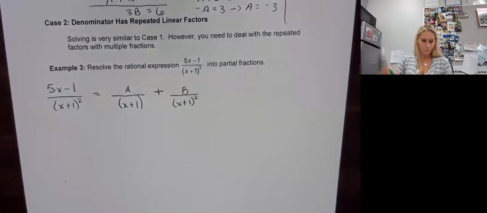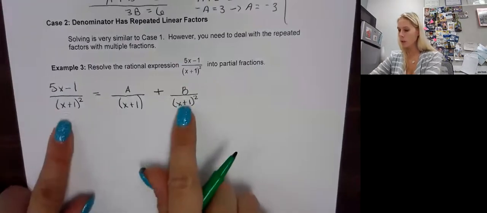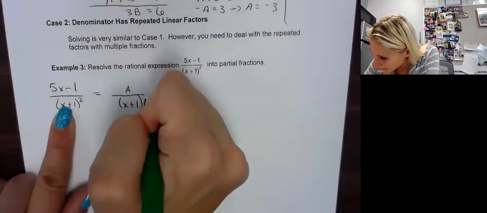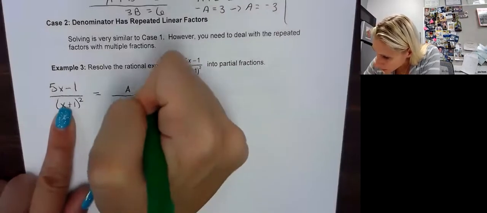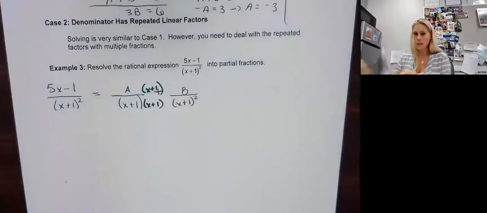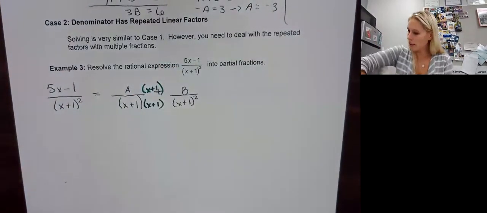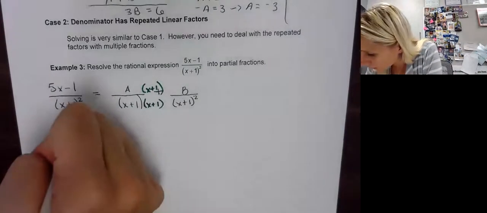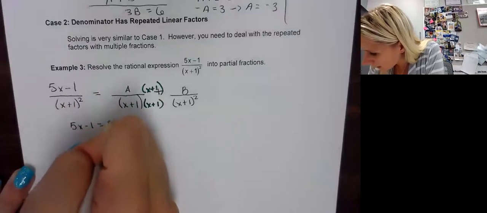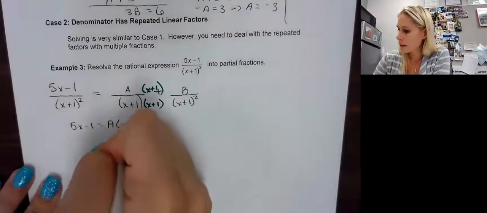All right. Now, let's talk about our common denominator. Well, lucky for us, those are both common there. So we're just missing an x plus 1. And whatever we did on the bottom, we must do to the top. All right. Now we have common denominators. We can just look at the numerator. So 5x minus 1 equals A times x plus 1.